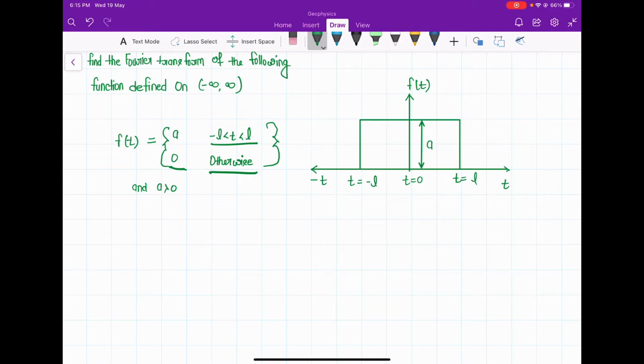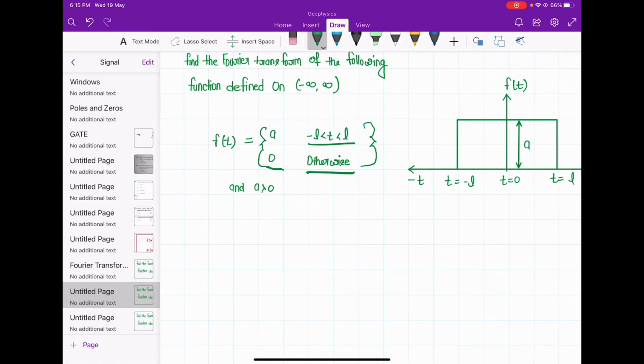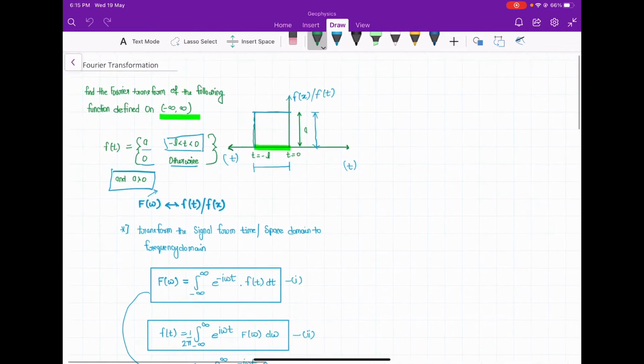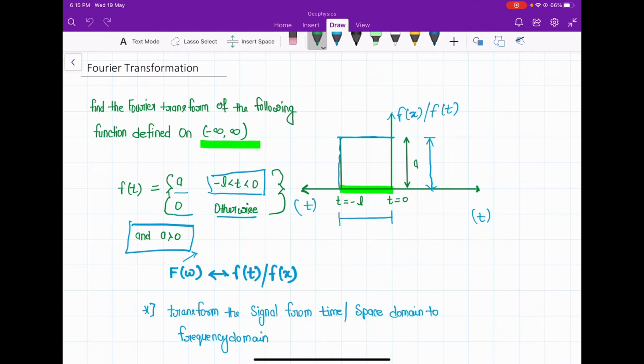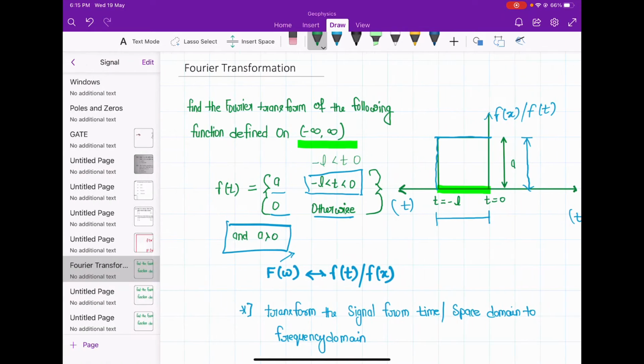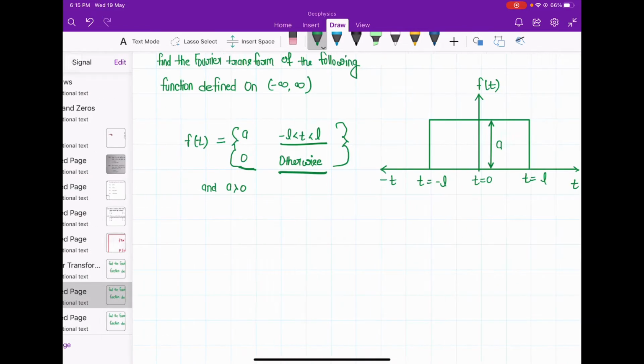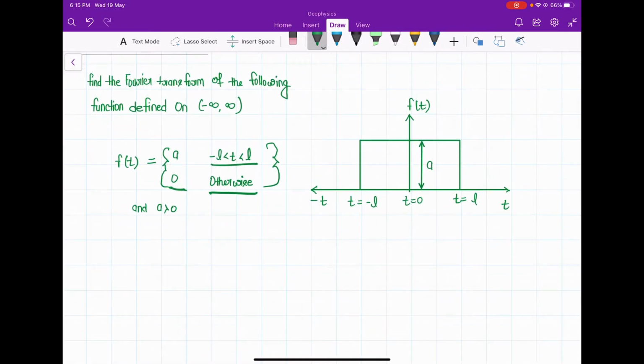The day before yesterday, I solved this problem where the value of t lies between minus L to 0, but in this problem the value of t lies between minus L to L. So I am going to start.